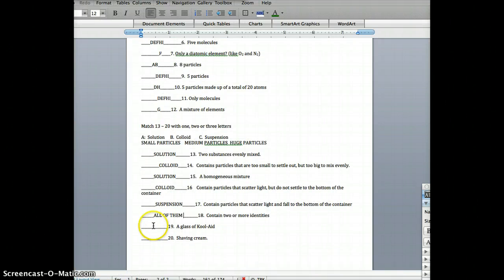A glass of Kool-Aid would not scatter light because the Kool-Aid is very evenly mixed, it's homogeneous, so it would be a solution. And then shaving cream would be particle size that's in the middle, or intermediate particle size. The particles don't settle in shaving cream. So that would be a colloid. And that's a little review of the matter test that we did earlier this year.